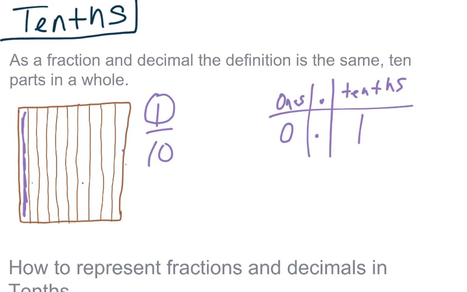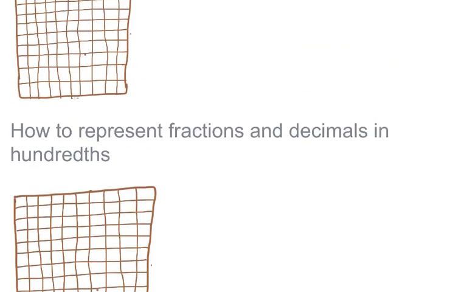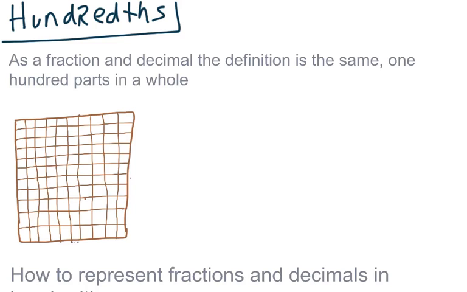Now, let's look at our next part, hundredths. Same as with tenths, as a fraction and a decimal, the definition is the same: 100 parts in a whole. When I shade in that little nugget right there, I'm talking about 1/100 of a whole being shaded, and that'll be my fraction.